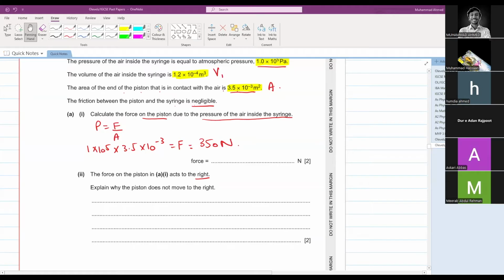Any ideas, beta? Why does the piston not move? Very good.